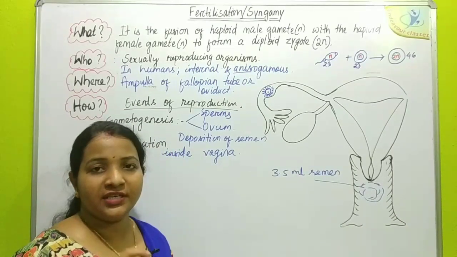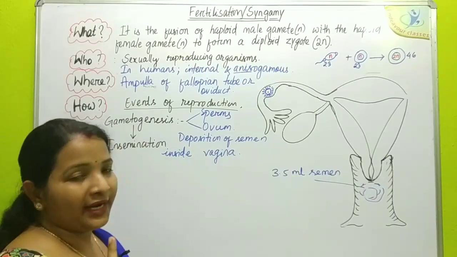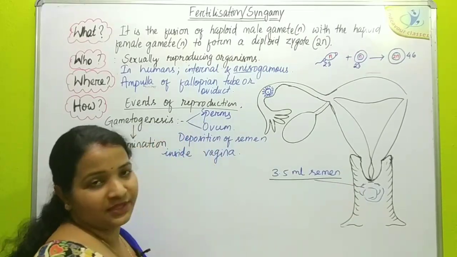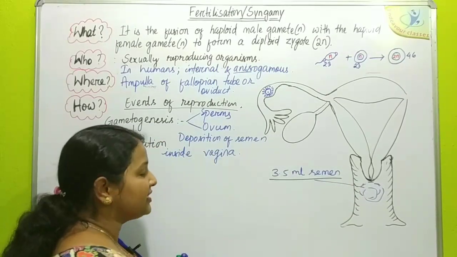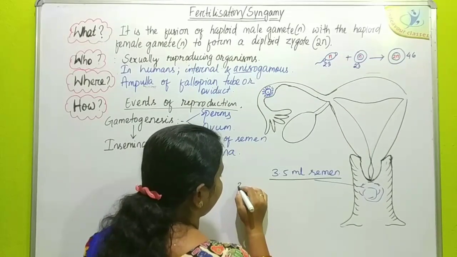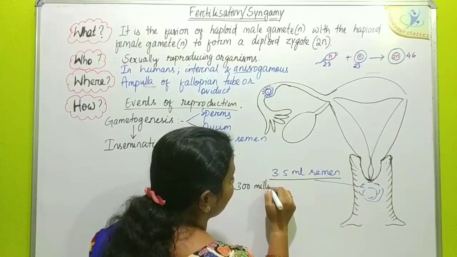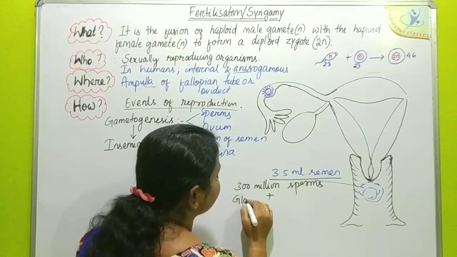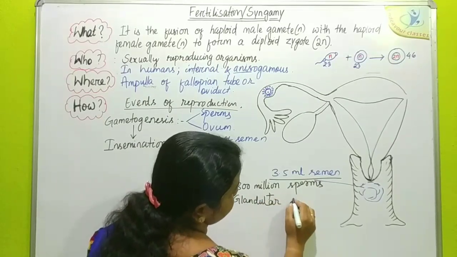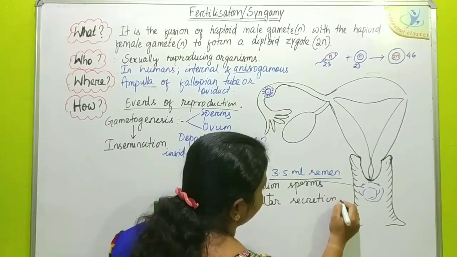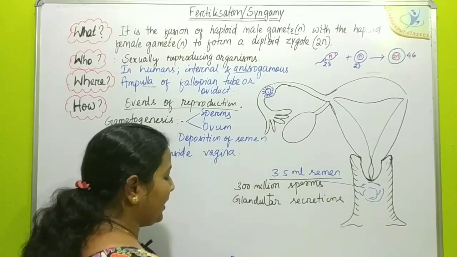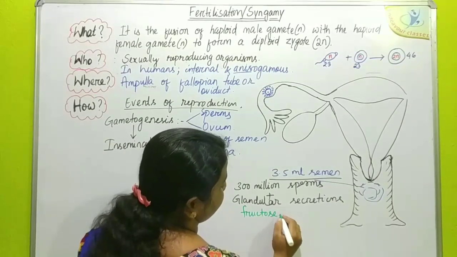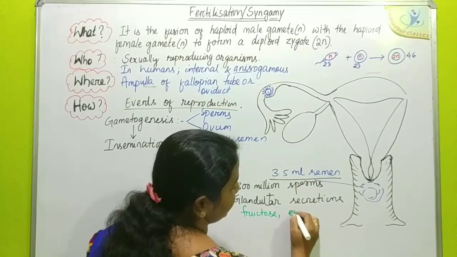So in each ejaculate, meaning one time ejaculation, there is around 3.5 ml of semen, which contains about 300 million sperms and different glandular secretions, in which the main component is fructose and different enzymes.